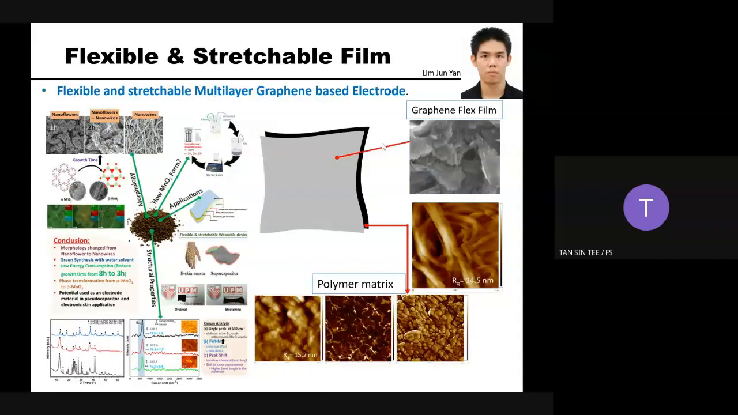Other than that, my new master student is also working on a flexible and stretchable film, a multi-layer graphene-based electrode. He is starting to work and try to blend nanostructures into the graphene layer in the hope of improving the conductivity. Up to now, we have managed to get the conductivity of the graphene flex film up to 40 ohm. However, this graphene flex film is not transparent.